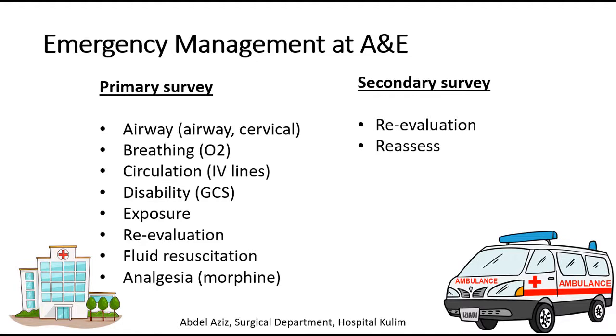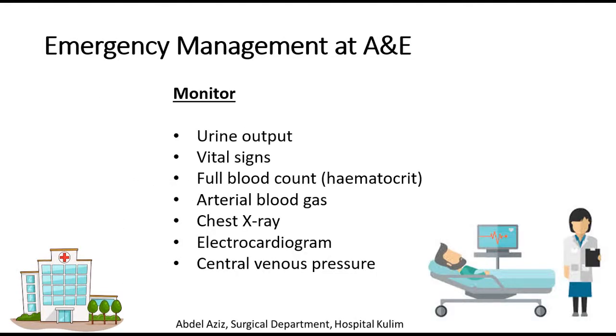Next, we can proceed to fluid resuscitation or give analgesia such as morphine as a painkiller. For the secondary survey, we would like to re-evaluate and reassess what has been done in the primary survey. We would like to monitor the urine output, vital signs, full blood count such as hematocrit to see any signs of shock, arterial blood gas, chest X-ray, electrocardiogram, and central venous pressure.